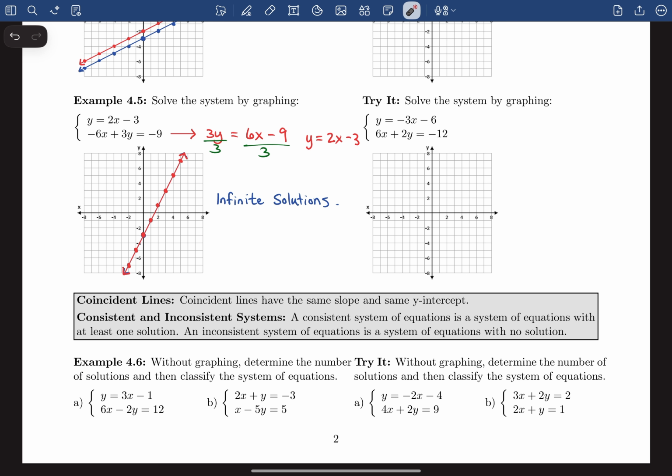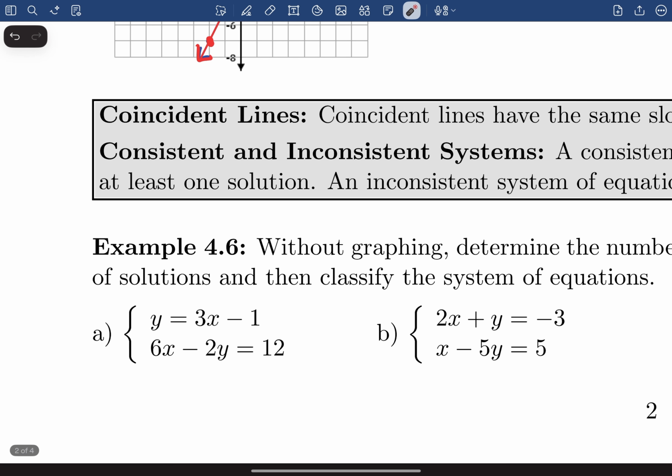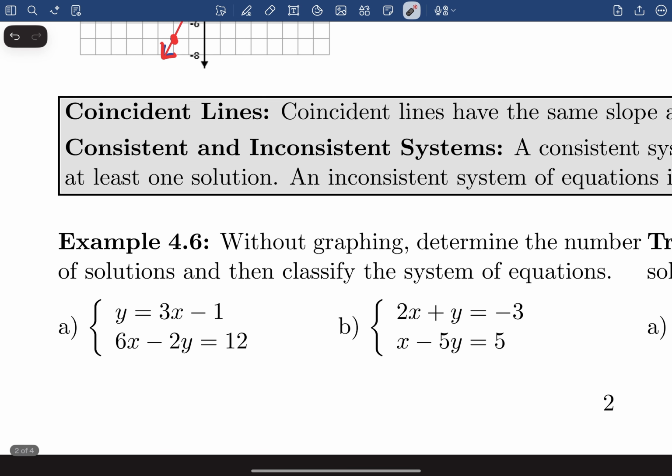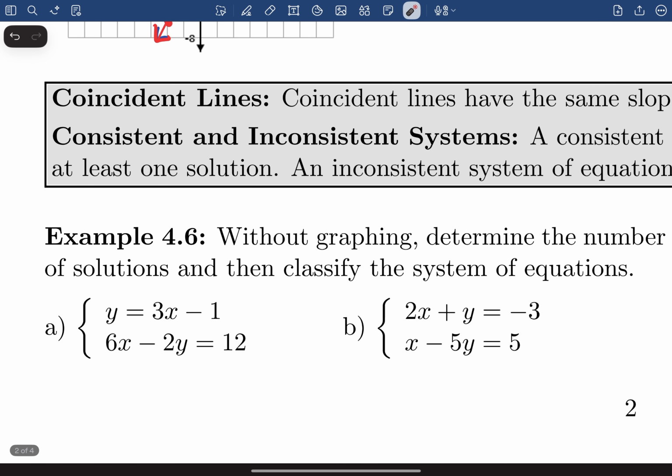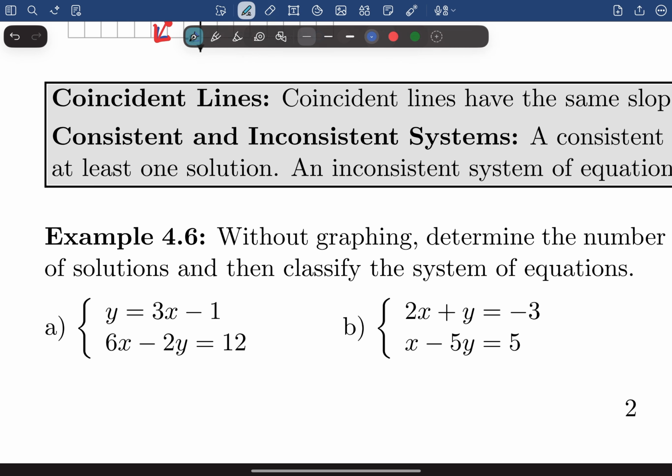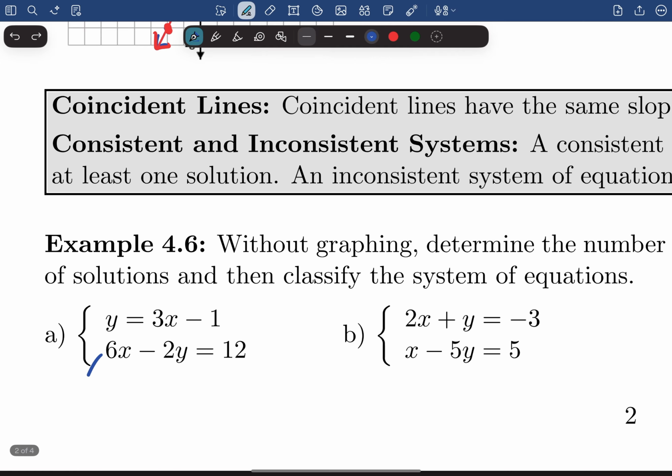Okay, so we're going to look at two different systems here. And diving in here, we're not going to graph them, but we're going to figure out how many solutions are there to the system. Okay, and I see this one's in slope-intercept form. This one is in standard form, so I will quickly convert. Okay, I'm going to convert this one here to slope-intercept form. It'll happen pretty fast this time around because we've practiced that a lot.